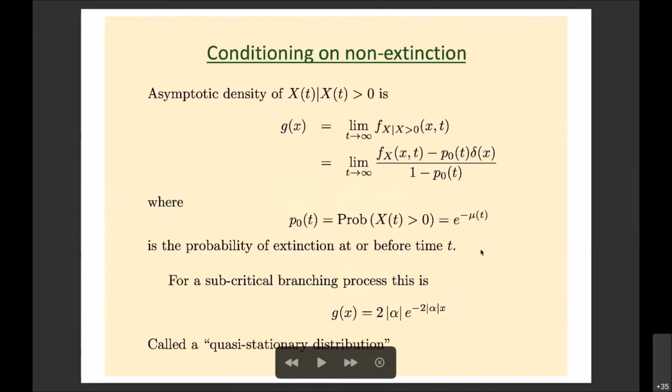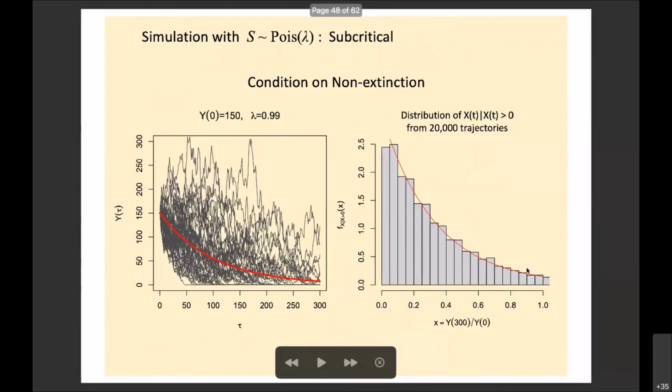And you do the conditioning, you can work through a calculation, and you can get down to this distribution here, which is, basically you go through the algebra. When you condition on non-extinction, it's called a Yaglom process, named after a Russian mathematician, and you get a particular solution for this distribution. It's a nice exponential distribution, and of course, it fits very well.